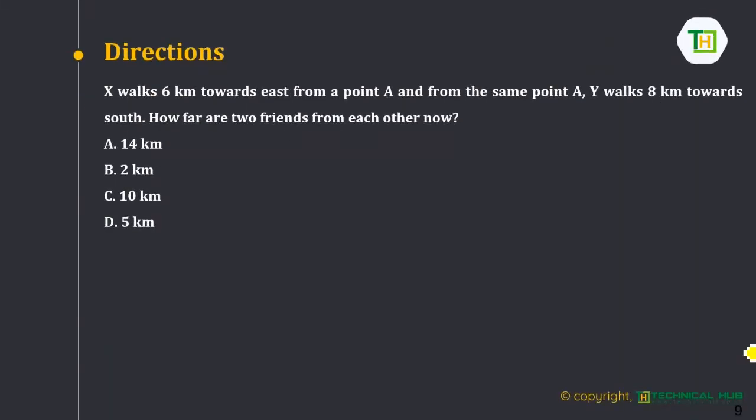Yes, directions. So this is a simple problem in the direction test. X walks 6 km towards east. Suppose X is in this place, from point A. So this is the east direction, 6 km towards east. And from the same point A, Y walks 8 km towards south. This is the south, 8 km. So this is Y.